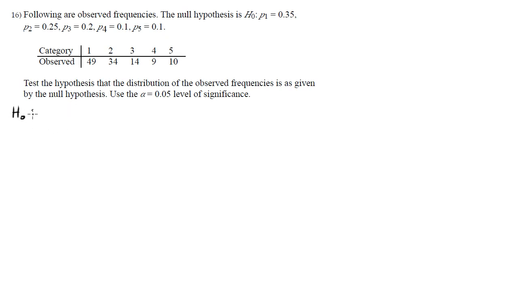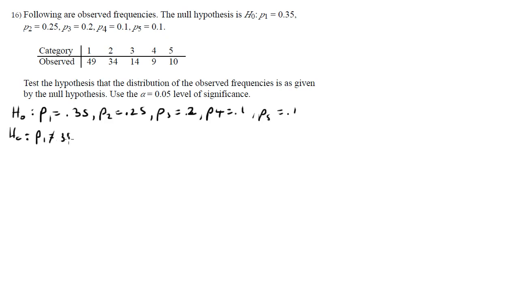So the null hypothesis says that P1 is 0.35, P2 is 0.25, P3 is 0.2, P4 is 0.1, and P5 is 0.1. The alternative hypothesis is going to say that P1 is not 0.35, P2 is not 0.25, P3 is not 0.2, P4 is not 0.1, P5 is not 0.1. Step 1.